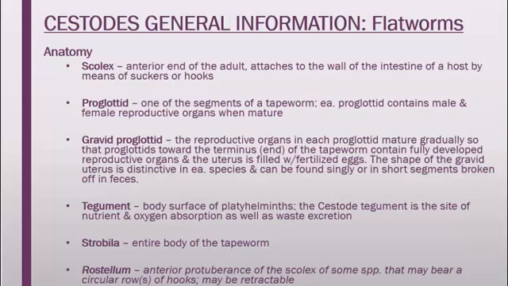The tegument is the body surface of Platyhelminths. The cestode's tegument is the site of nutrient and oxygen absorption, as well as the site of waste excretion. The strobila refers to the entire body of the tapeworm. The rostellum is the anterior protuberance of the scolex of some species that may bear a circular row of hooks, or it may be retractable, and we'll see exactly what that looks like in some images coming up.